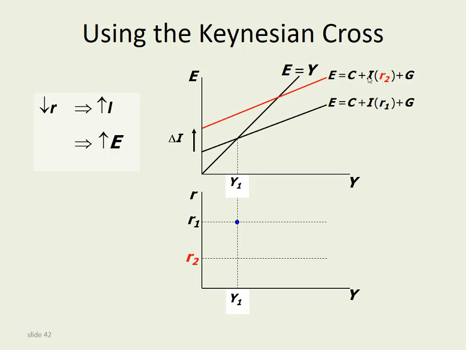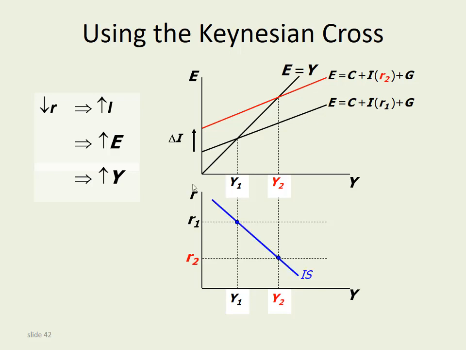So this goes to here, investment increases, so total expenditure increases. So the equilibrium goes from here to here. So you can see that demand has gone to here. From this point here, we move to this point here.